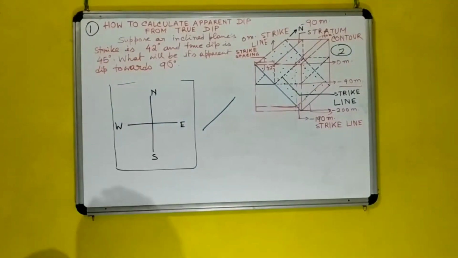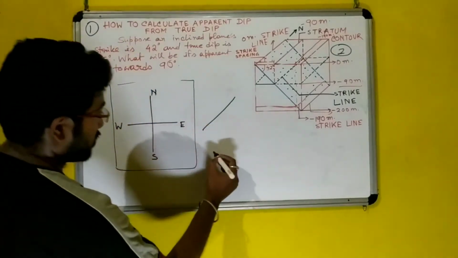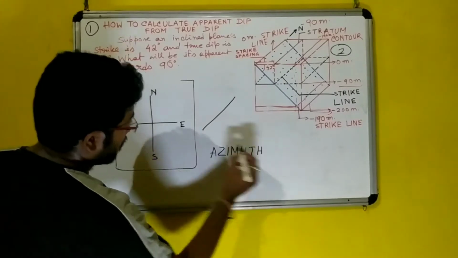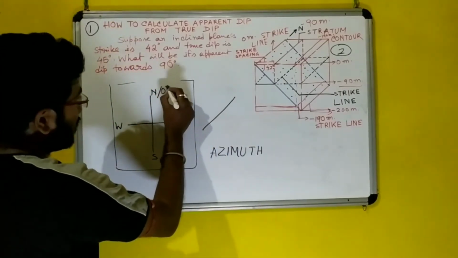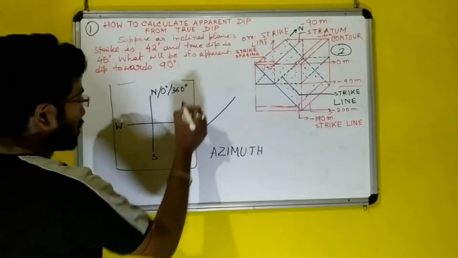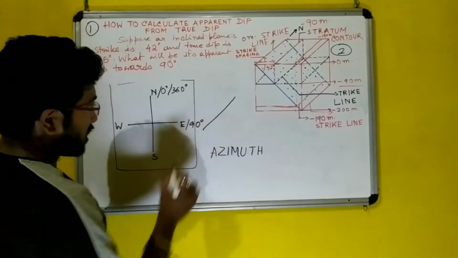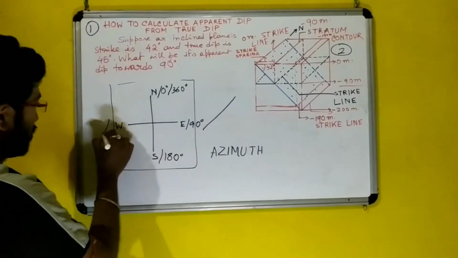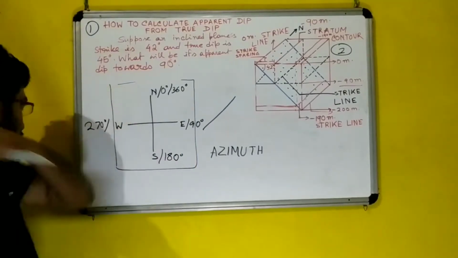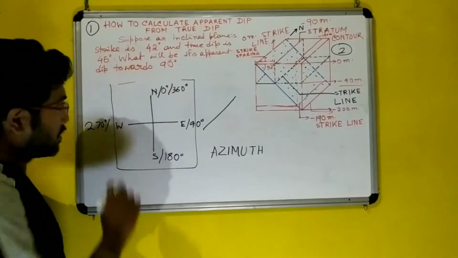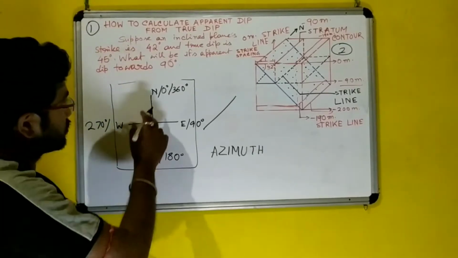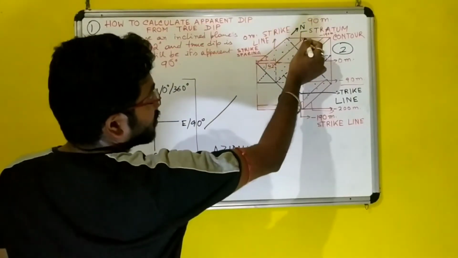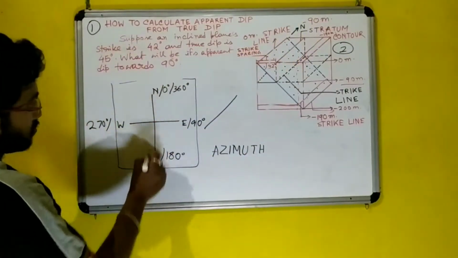So this is the azimuth. This direction, north, means 0 degree or 360 degree. East means 90 degree, south means 180 degree, west means 270 degree. This we know probably. Now this is the north. This line is parallel to the north-south direction.